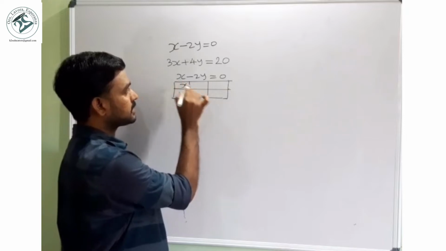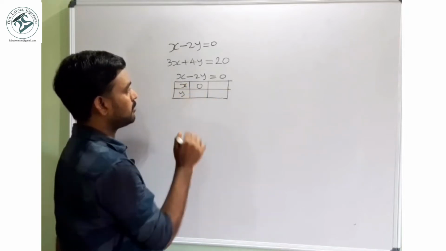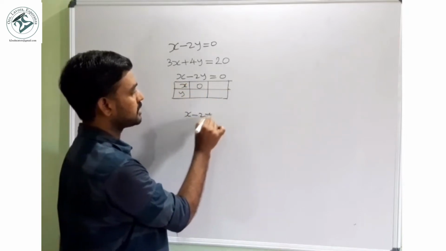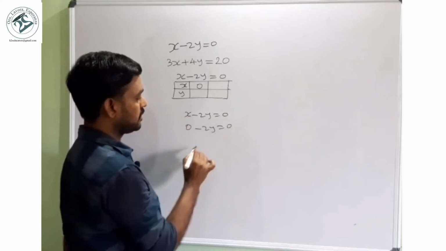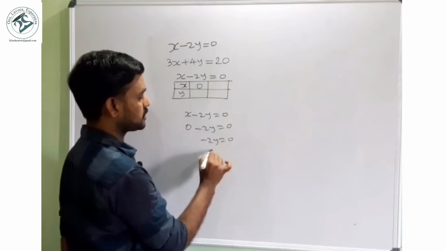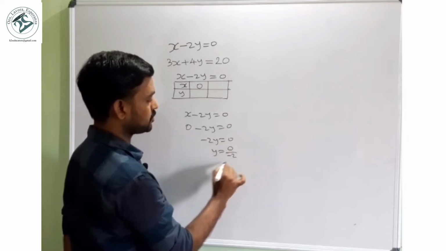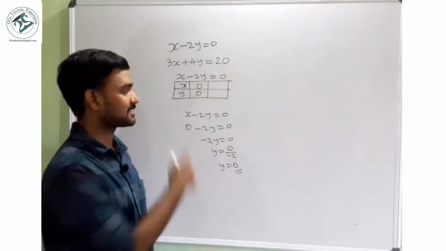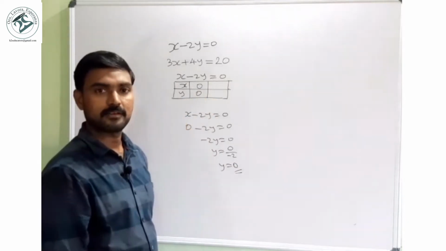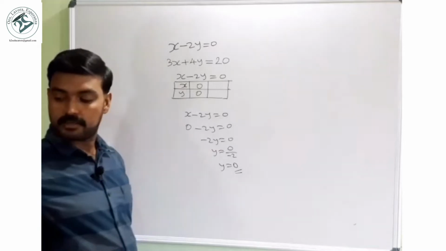When we insert x is equal to 0, what will happen? x minus 2y is equal to 0, and this becomes 0 minus 2y is equal to 0. Minus 2y is equal to 0 means y is equal to 0 by minus 2. So y also becomes 0. When x is equal to 0, y is equal to 0. So we got one solution.